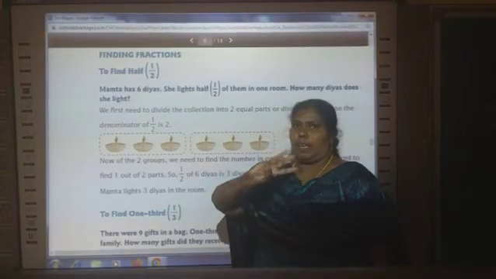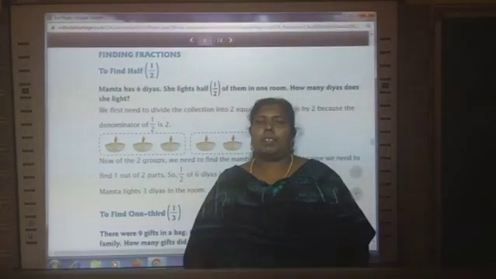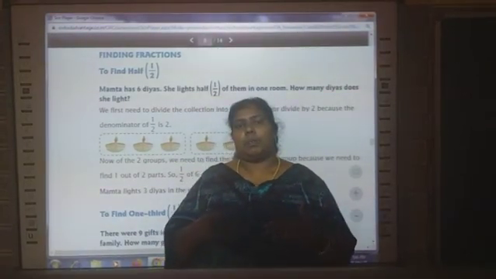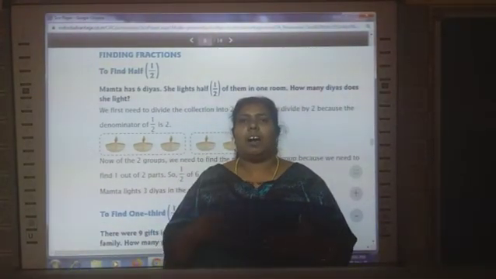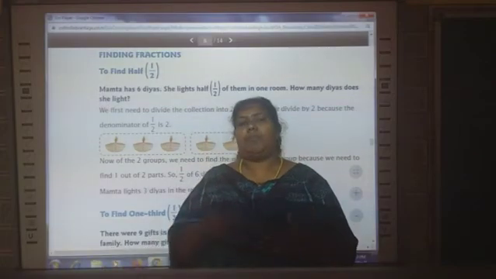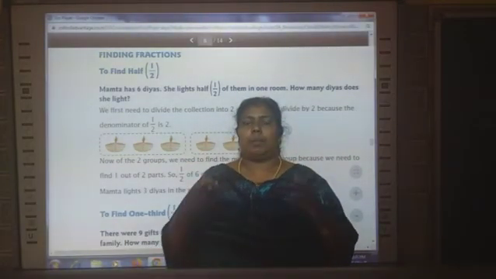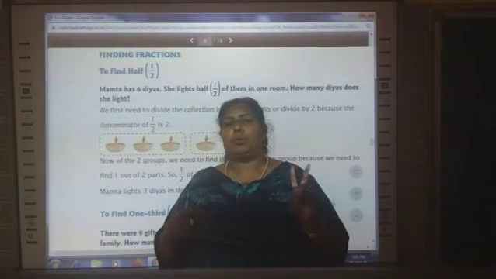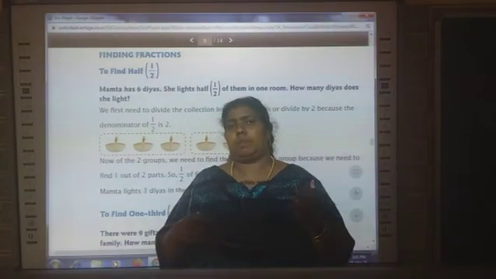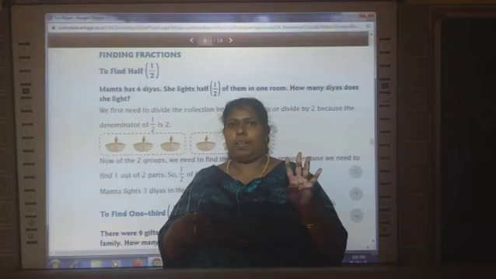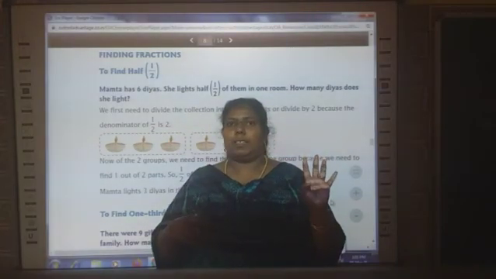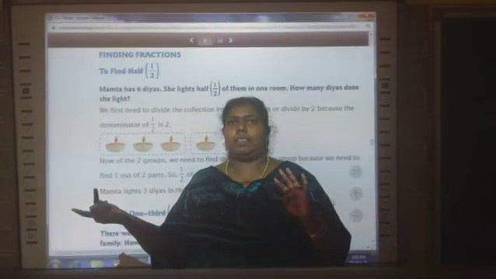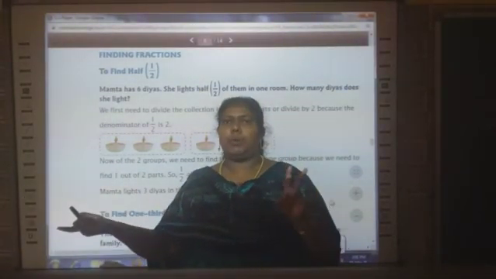How many diyas are there? 3. For example, if I have 8 chocolates and I want to give my daughter half of them, half means how much will it come? I want to divide it into 2 groups, right? 8 in 2 groups. How many chocolates will be in each group? 4, right? In one group 4. That means 1 divided by 2 of 8 will come as 4 in one group.